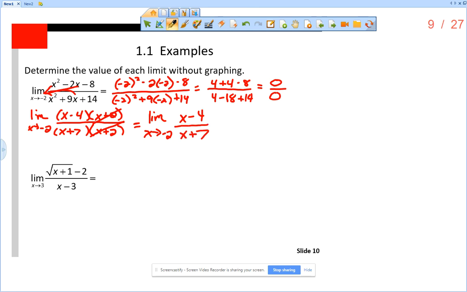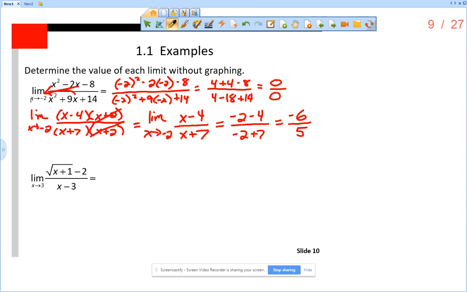So like I said earlier, we revert back to step 1. We reevaluate. -2 minus 4 divided by -2 plus 7. So -2 minus 4 is -6, divided by -2 plus 7 is 5, so the limit is -6/5.